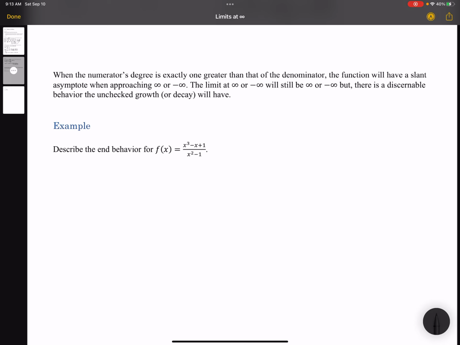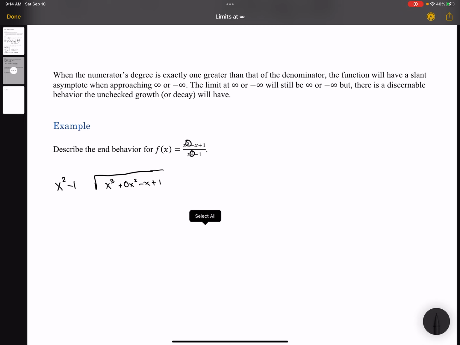So let's see. We see that the degree here is 3 and the degree is 2. So we know that the limit is going to be infinity and negative infinity in some order when x goes to positive or negative infinity. But we can also generally predict what the values are going to be if it's linear. So let's take this function x squared minus 1 and divide it into x cubed plus 0x squared minus x plus 1 and see what we get.